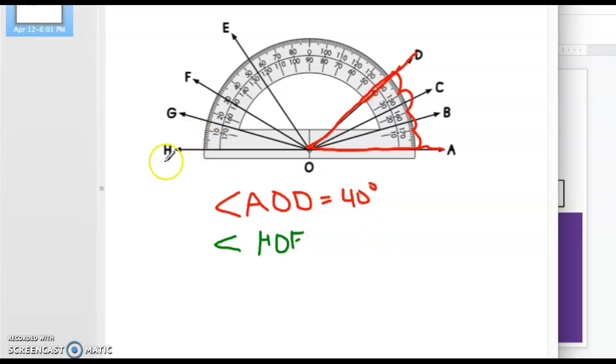Okay, that means that I'm going to start with H, go to my vertex O, and then come up on the ray F. So my angle is H, O, F. I went down a little, but that's okay.